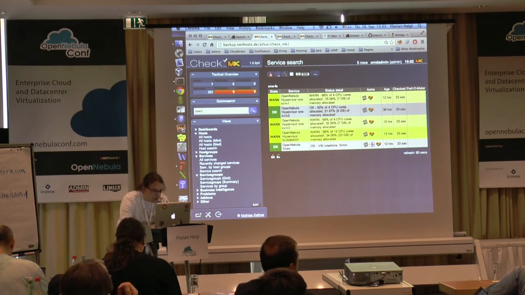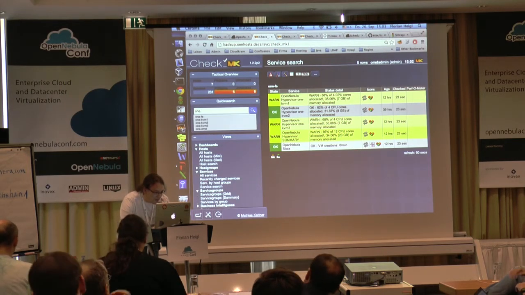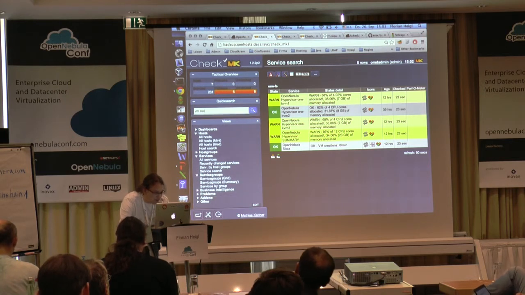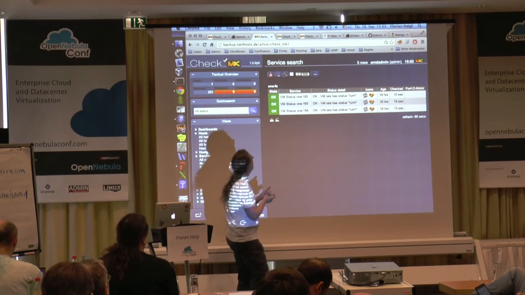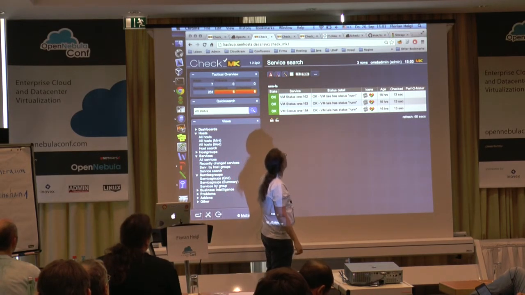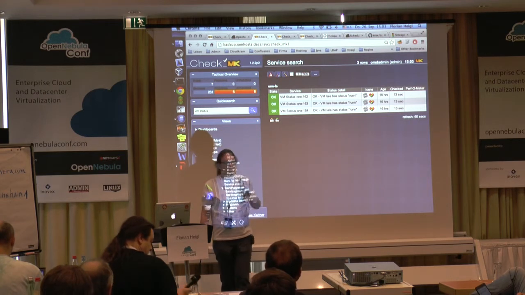And there is also one more, which I'm now missing. I don't know why. VM status. Ah, yeah, okay. I don't know what happened to this one, why it didn't show up. Okay, because it doesn't say OpenNebula in the name. This one tracks the status of a VM.